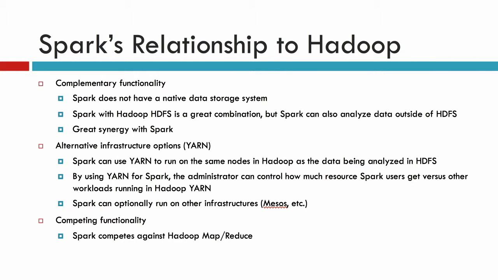Spark also offers alternatives to things that are available in Hadoop. For example, Spark is able to use Yarn to run on the same nodes in Hadoop as the data that's being analyzed. So it can use Yarn as a resource manager. By doing this, it allows the administrator to control how much resources Spark users will get versus the other workloads that are running in their Hadoop environment. So it provides this easy and discrete environment to manage a workload. However, there are also other infrastructures that Spark can run on other than Yarn.